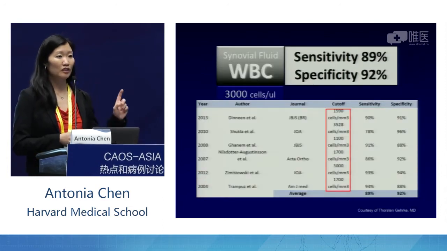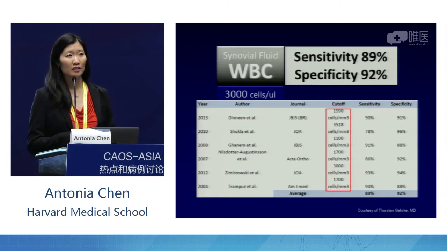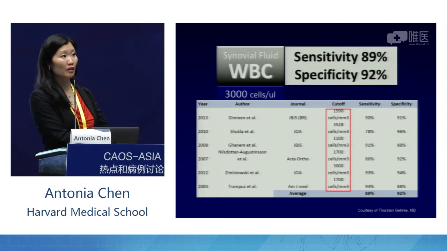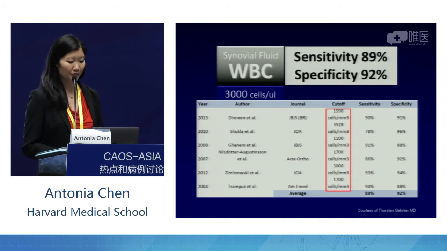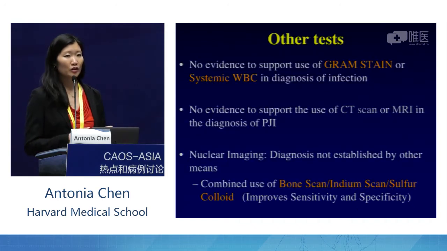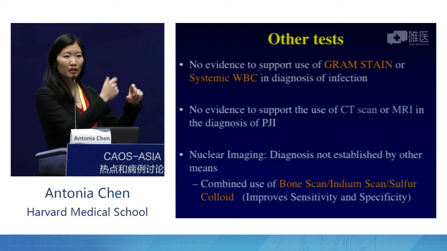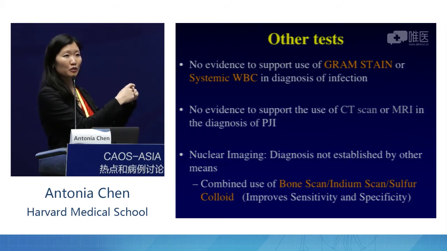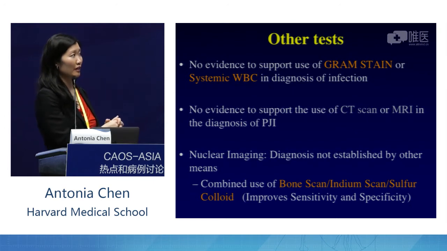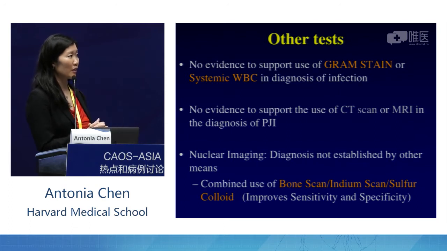The other thing you want to look at is synovial white cell count. This is much more specific than blood white cell count. So it has high sensitivity and high specificity. We used to send, instead of just culture, a gram stain. Gram stain is not enough. The problem is you put it on a stain and the person who reads it may not be the same person each time, so you may not get a good read for it. Systemic or blood white blood cell count is also not good. There's no evidence to use CT scan or MRI.